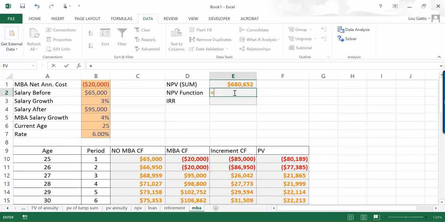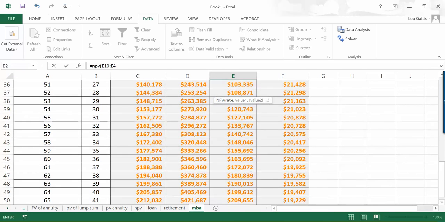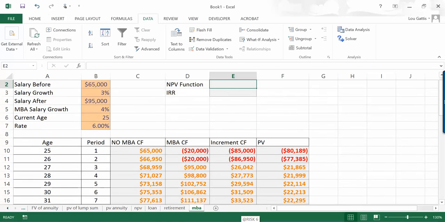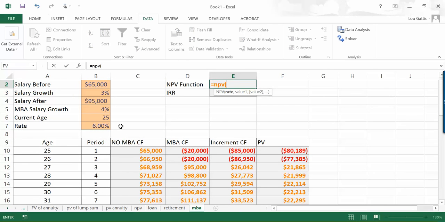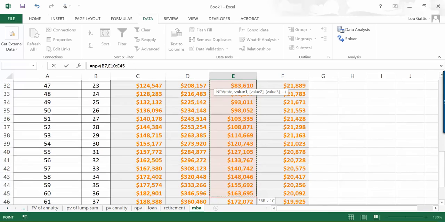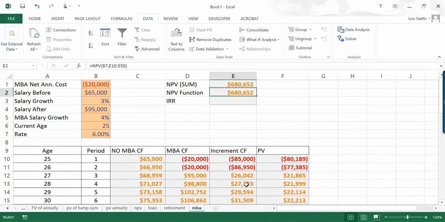And I could have used my NPV function. Since these cash flows are all future cash flows, there's nothing at period 0. I could have just taken the incremental cash flows. Whoops, I need to put a discount rate in there first. Equals NPV, put in my discount rate, comma, put in my values. And I could have seen there that we're creating $680,000 in value in today's terms.